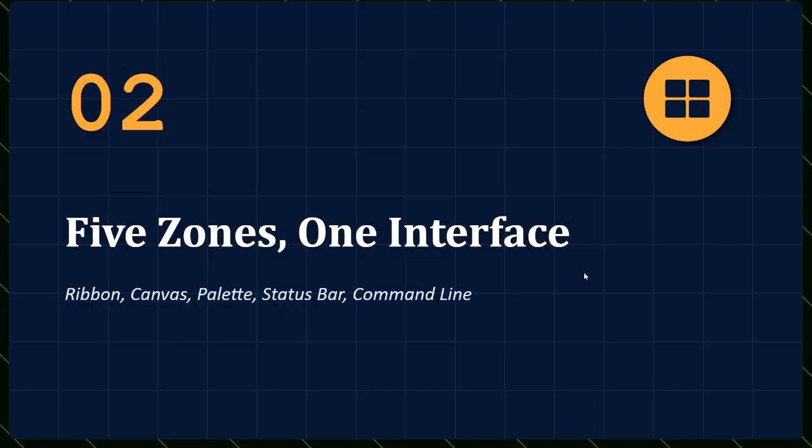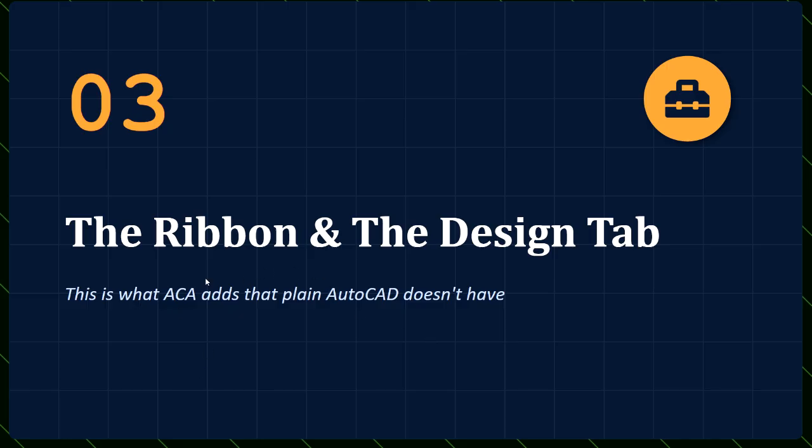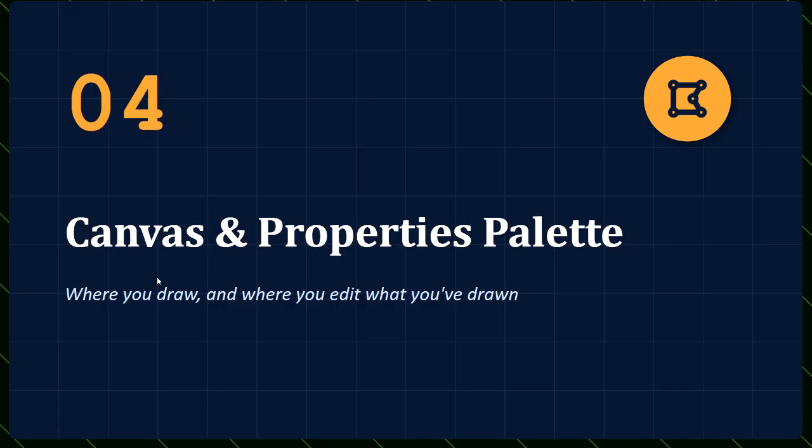We're looking at the 5 zones, which will be the ribbon, canvas, palettes, the status bar, as well as the command line. The ribbon, the design tab. Now, this is the actual distinction between AutoCAD and AutoCAD Architecture, as the normal AutoCAD does not have the ability to add walls and windows and things like that. Canvas, obviously this is where the magic happens, where what you create comes to life, and then you get the properties that go along with it that you can use to edit what you're creating, right?